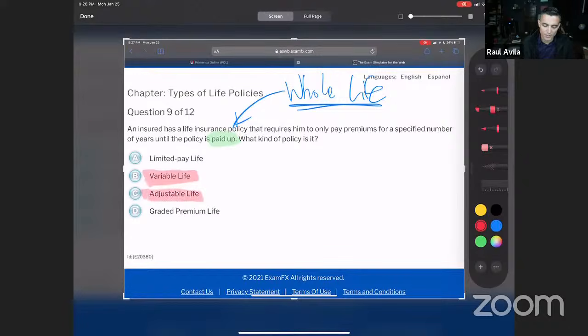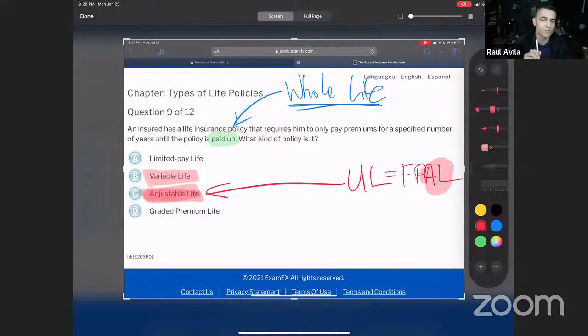And it's not going to be adjustable life. Remember what is also known? Adjustable life is universal life, because universal life is flexible premium adjustable life. You see why it's important to learn that universal life is the same thing as flexible premium adjustable life? See, you're already killing 2 answers right there that are wrong. D is a graded premium whole life. Graded premium is a type of whole life, and limited pay is a type of whole life. So A and D are whole life policies.